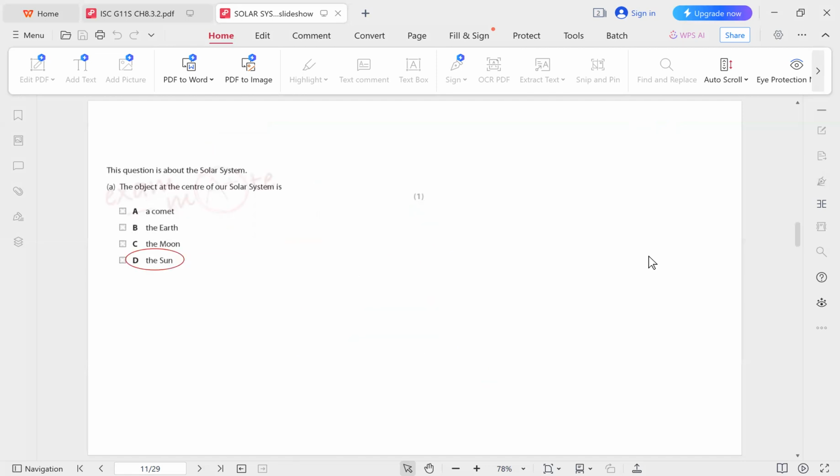This question is about the solar system. The object at the center of our solar system is, of course, the Sun. So in our solar system, the central object is not a comet, it's not the Earth, it's not the Moon, it's the Sun, and the planets revolve around the Sun.